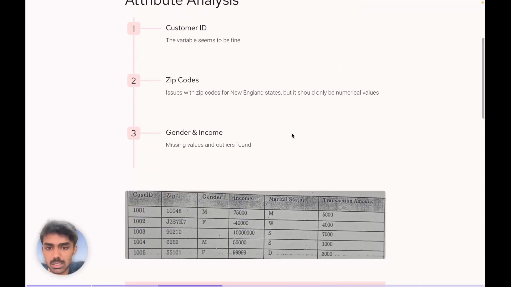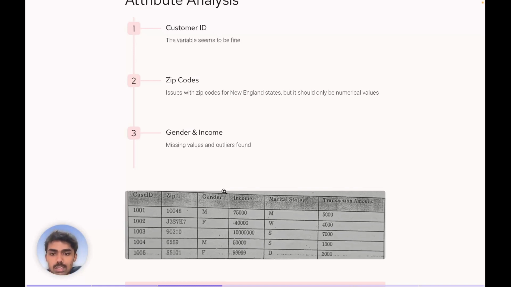So first is customer ID. This is a very uniform column. As we know, customer ID should be unique because no two persons have the same customer ID, so this is correct. The zip code, however, does not have only numerical values. It is required to have only numerical values because zip codes all over the world have only numerical values. As we can see, in the second row, customer ID 1002 has a zip code with an alphanumeric value. So this is wrong.